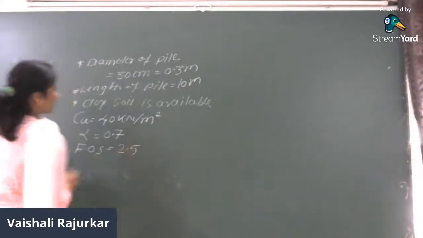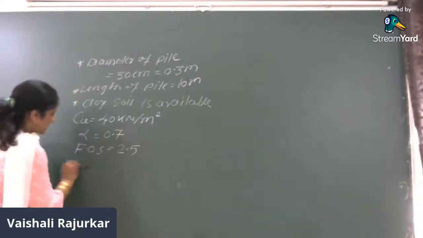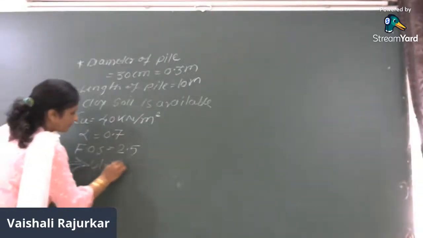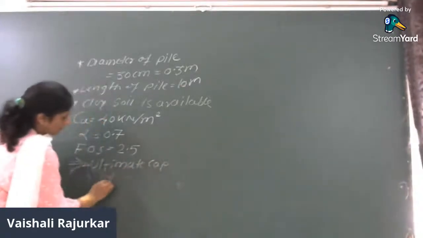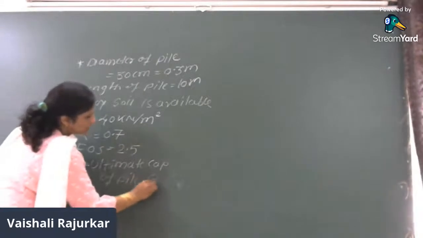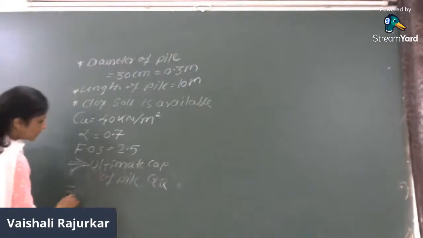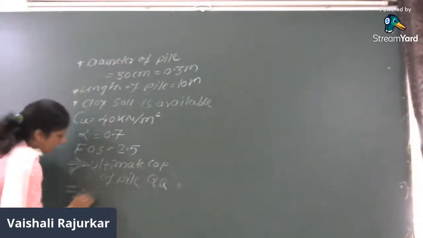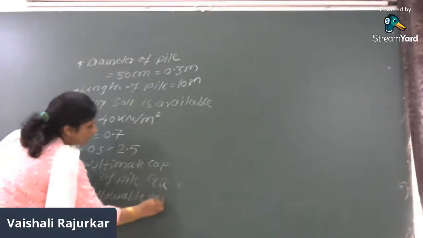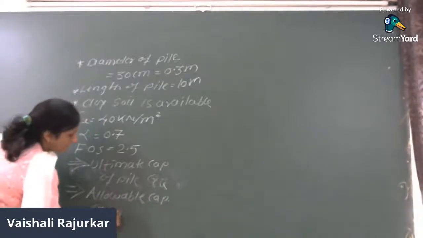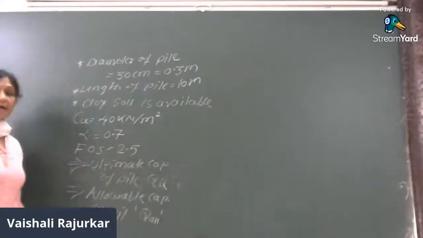So in this case, you have to find out the load carrying capacity, that is the ultimate capacity of pile, that is Qu, and another one, you have to find out the allowable capacity of pile, and that is Q allowable. So these things are given to you.